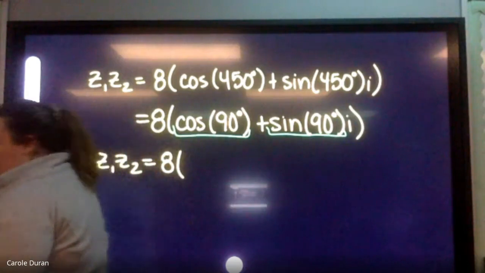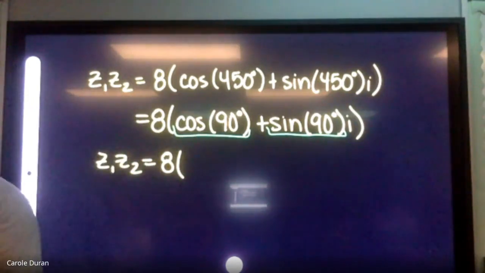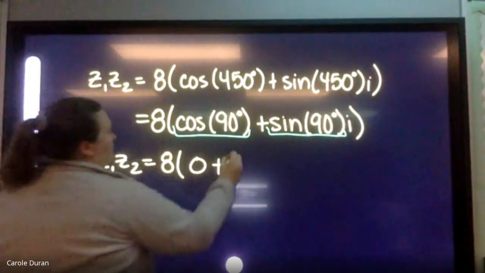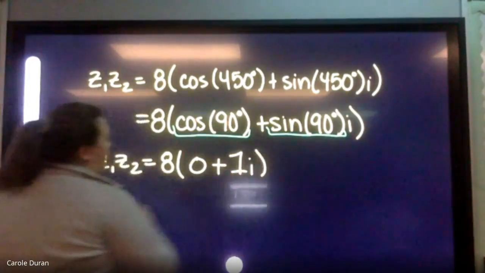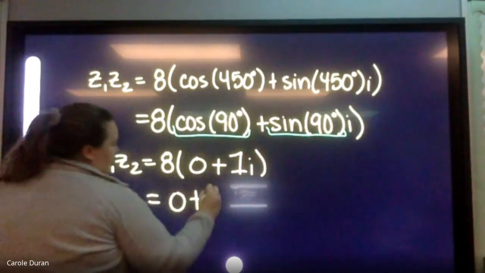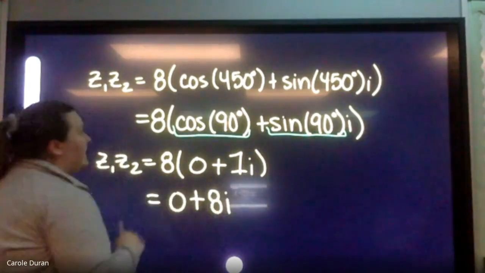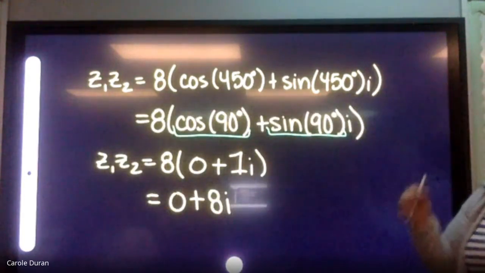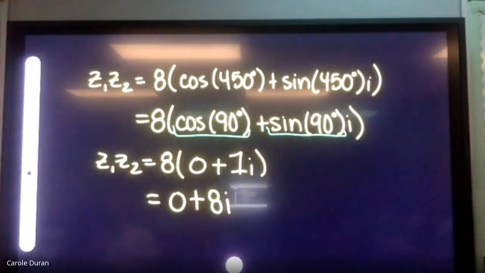What is cosine of 90 degrees? 0. What is sine of 90 degrees? 1, and it has the i attached to it. I need to distribute the 8 back in, and I get 0 plus 8i. This is actually the same answer that you would get if you had FOILed out the complex numbers that we started with. So that's how I know it works.